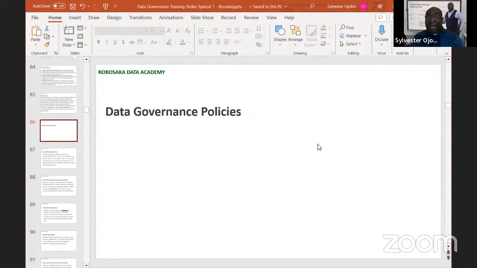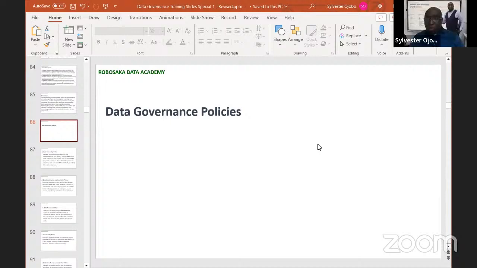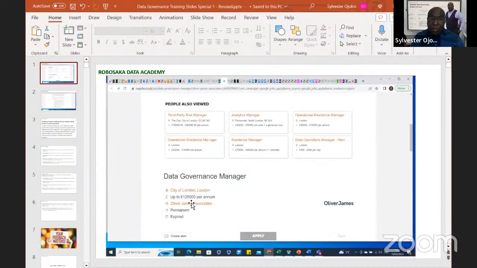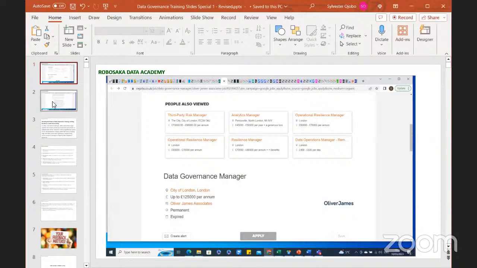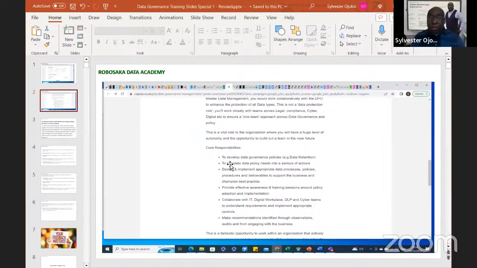Yes, sir. Mary and everybody, you as a data governance, your role, why they are paying you heavily, is to do what? To develop or create data policy. Let me go back. You see this? 125,000. That is the word, develop. So when you say they pay 125,000 per annum to develop data governance policies.